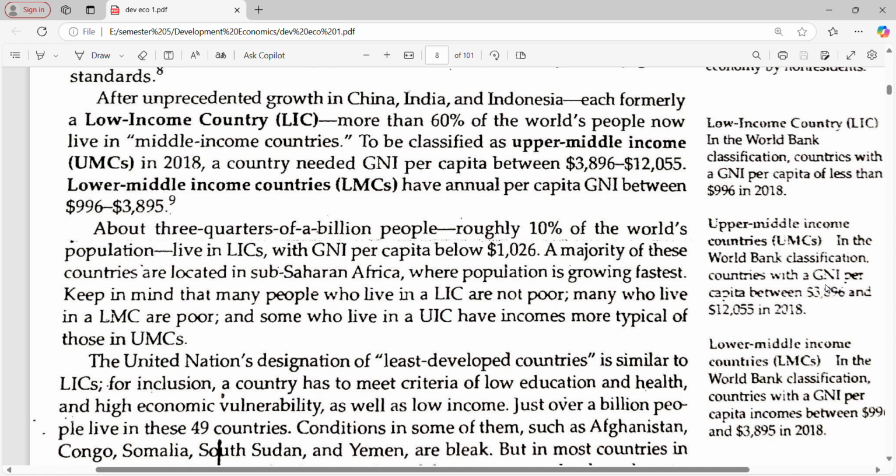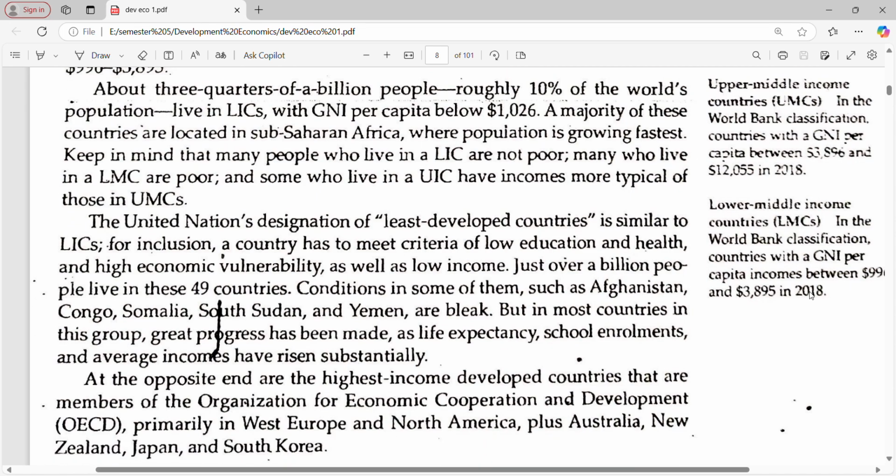Then you have high income countries. So here the countries with GNI per capita will be above $12,055. Okay. These countries include Japan, US, parts of Europe, which enjoy high living standards. However, some nations such as Chile and Hungary barely meet these thresholds. Okay.